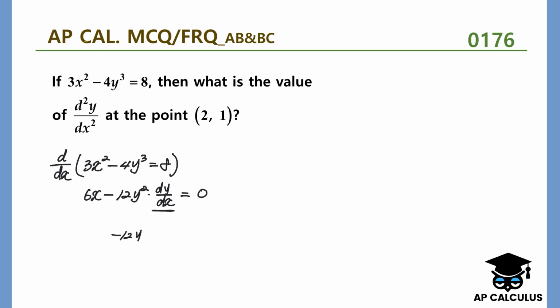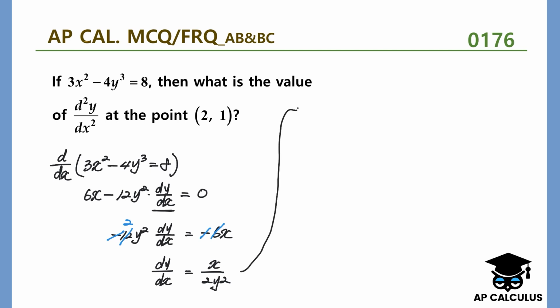Negative 12y squared dy/dx is equal to negative 6x. So negative cancels out, divided by 6, divided by 6. So we have 2y squared. So dy over dx is equal to x over 2y squared. Now we're going to find the second derivative here.